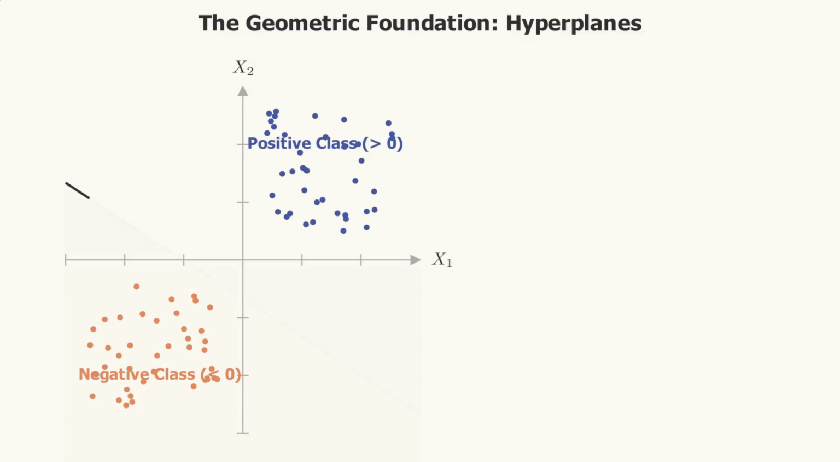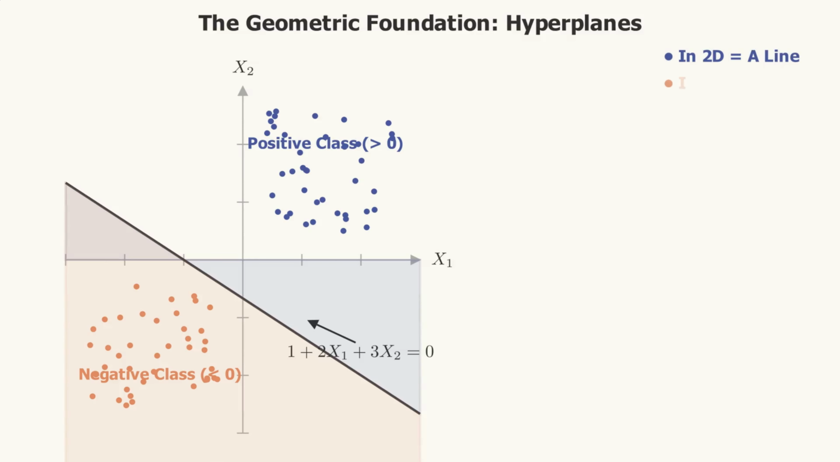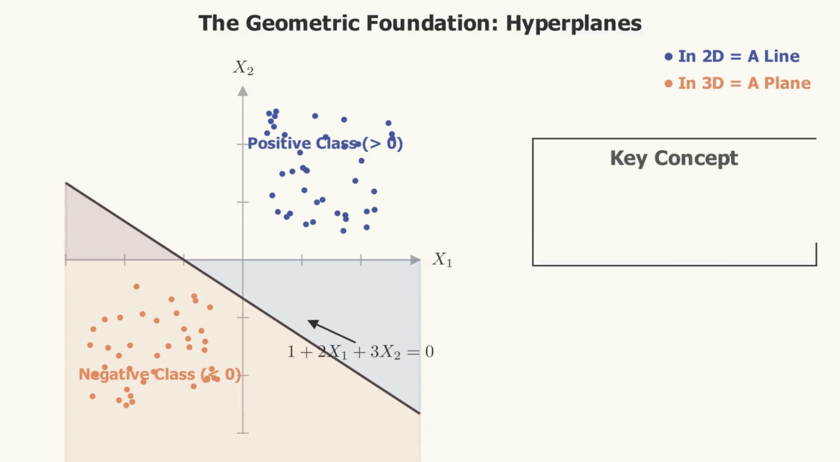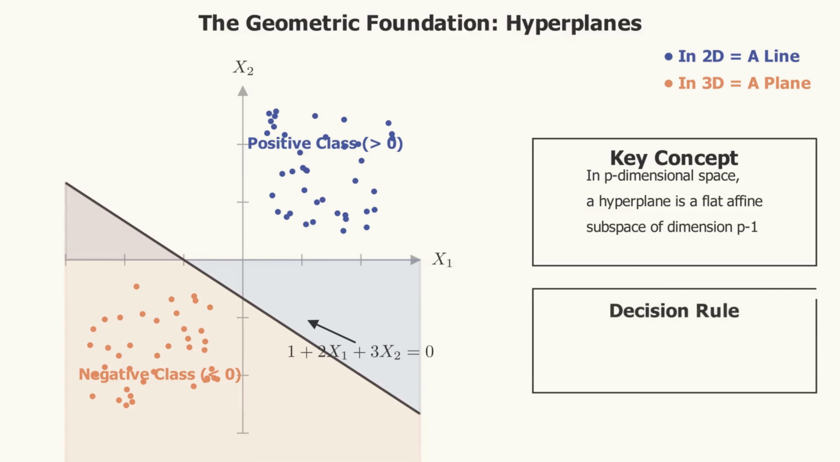is built upon. Imagine your data plotted on a coordinate system. We have two distinct classes here, each occupying its own region in space. This line is our hyperplane. In a two-dimensional world, a hyperplane is just a line that partitions the space into two halves, or half-spaces. Mathematically, this boundary is defined by a linear equation. Anything on one side is positive, anything on the other is negative.